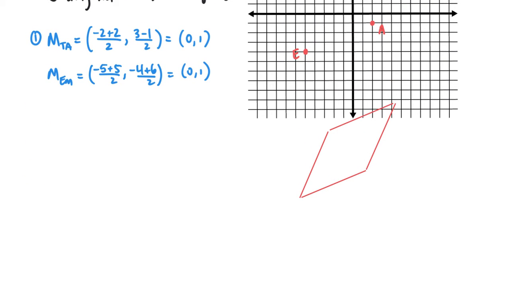I apologize that this is coming with me here. This rhombus is apparently going to come along for the ride.